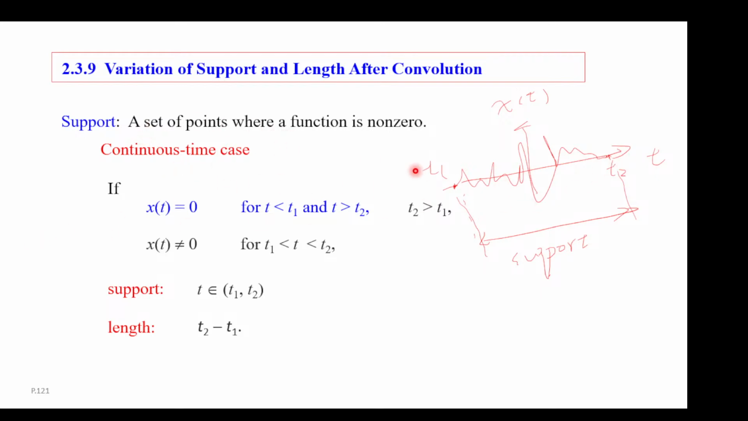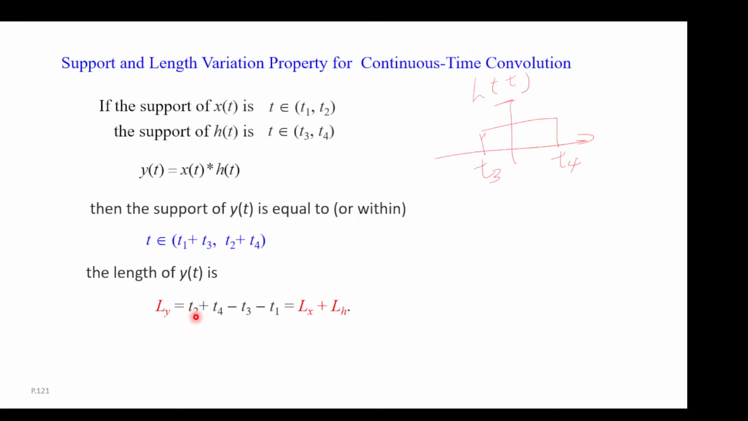First we want to talk about the support of a signal. Our signal is usually kind of physical. The signal is a function, but we think it's physical, so it starts at some t1 and stops at t2. Then we just say the support is this interval from t1 to t2, and the length is just the length of the support, so it's t2 minus t1. And for discrete time it is similar.